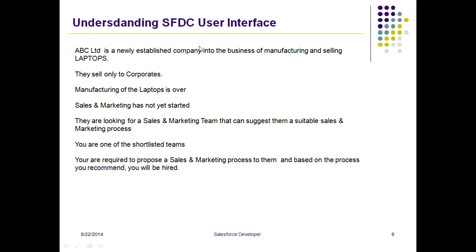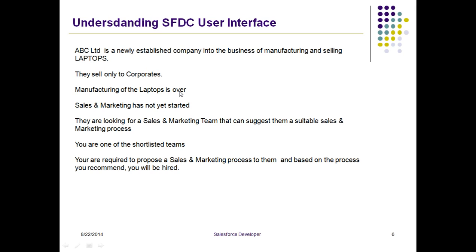Okay. So it says ABC Limited is a newly established company into the business of manufacturing and selling laptops. They sell only to corporates. Fine. So there is this company called ABC Limited. It's a newly established company and they sell only to corporates. So what do they do? They just sell to corporates. They do not sell to individuals.